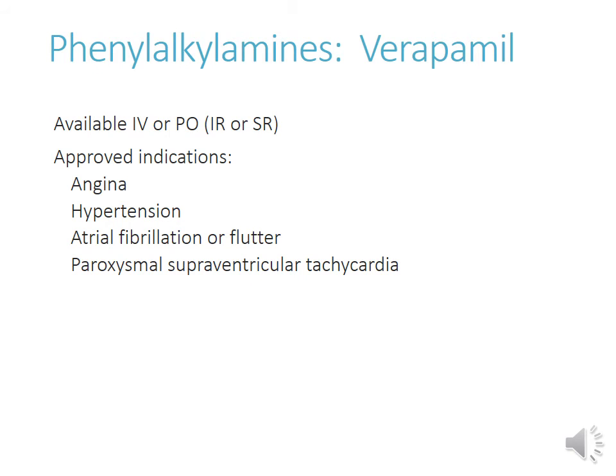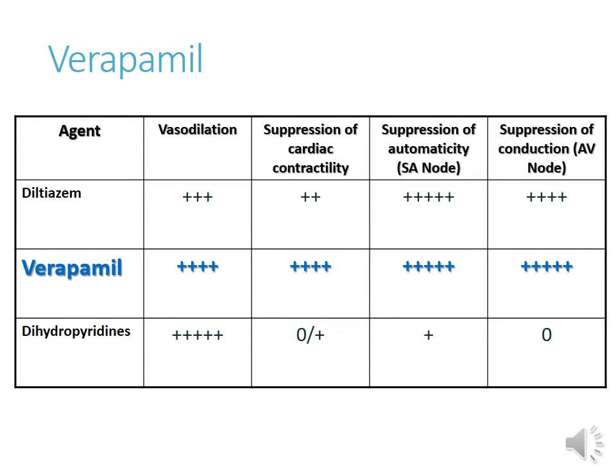The other non-dihydropyridine is going to be our verapamil, and we'll see that it's pretty similar to diltiazem in a lot of ways. Again, you're going to have this available IV, PO. Usually you're going to see SR formulations being used for more chronic control of things like hypertension. And you'll see that the indications are going to be very similar here as well: hypertension, angina, supraventricular tachycardia, things like that. Just to show the comparison here, very similar activity as you would see with diltiazem.